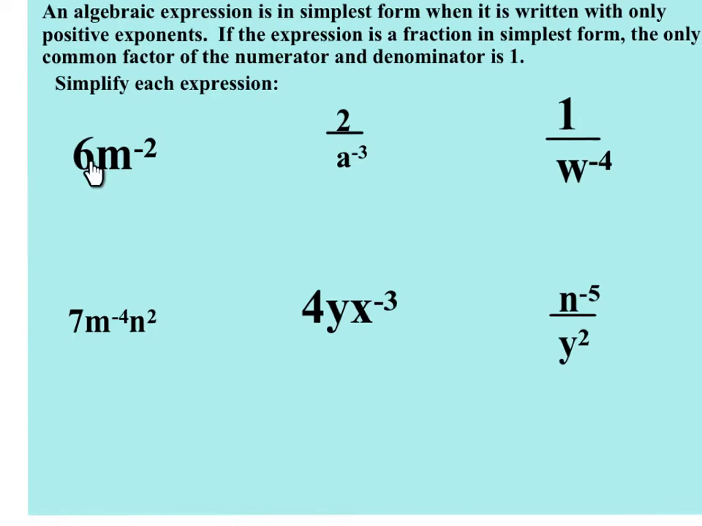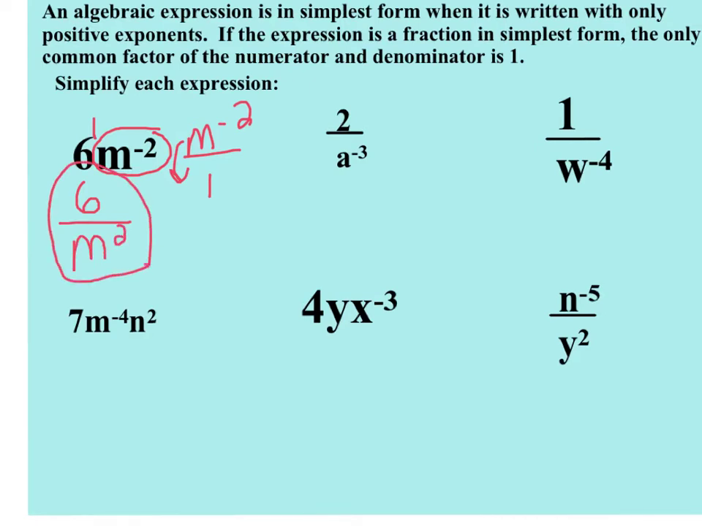So let's do this first one. Remember, these are not glued together, so you have to remember that. This 6 has an exponent of 1. So because it has a positive exponent, this 6 will stay on top. But this m to the negative 2 needs to flip and change positions. So it needs to go to the basement. When it goes to the basement, it is positive, and now it's okay.